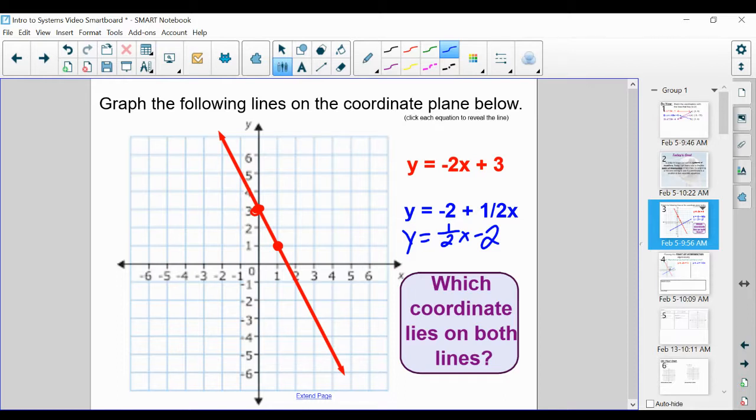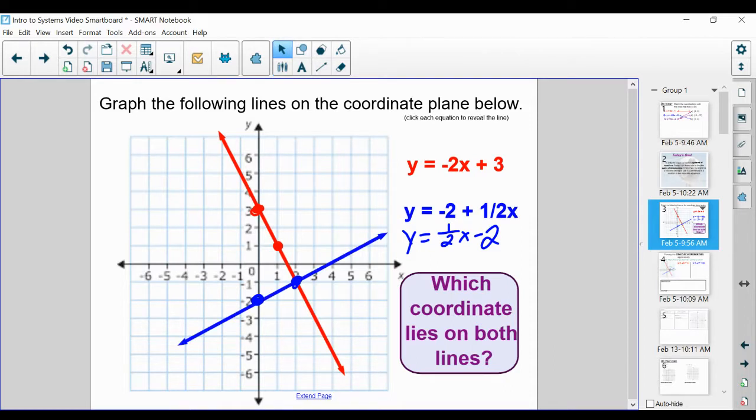So we're going to go down on that y-axis at -2 and has a slope of 1/2, which means we go up 1 unit and right 2 units. We go up 1 and right 2. Now that we have 2 points, boom, we can draw that line.